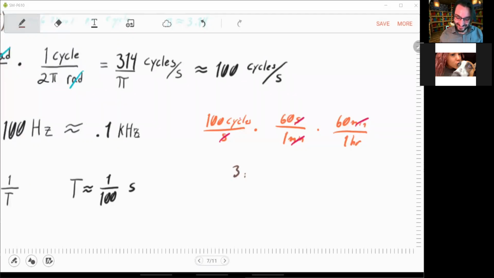Let's see if that's right. 3,600,000. That's the 2 zeros from before. No, it should be. There we go. That's what it is. 360,000 cycles per hour. That should be correct. Hopefully. Check my math, everybody.